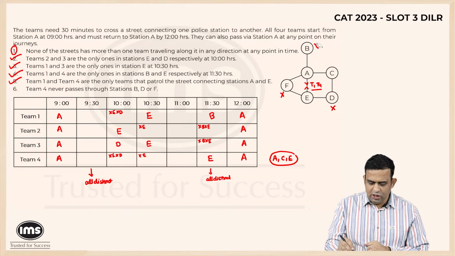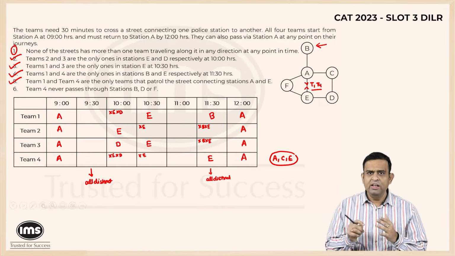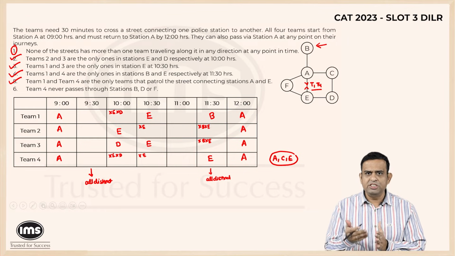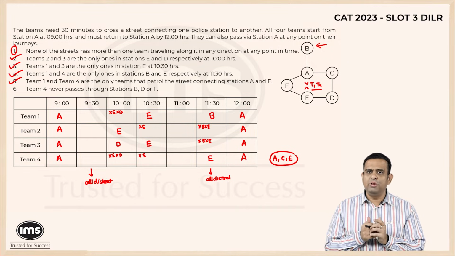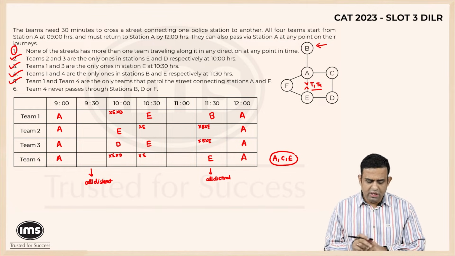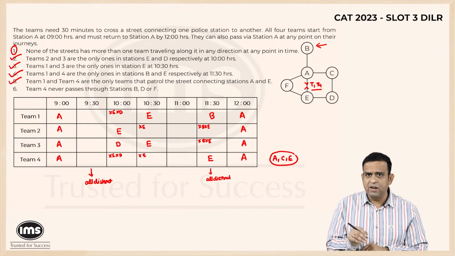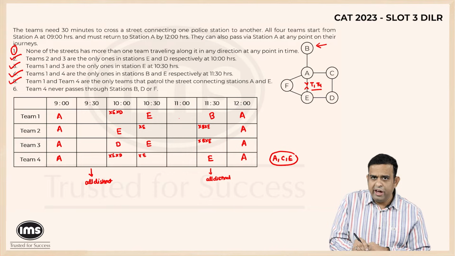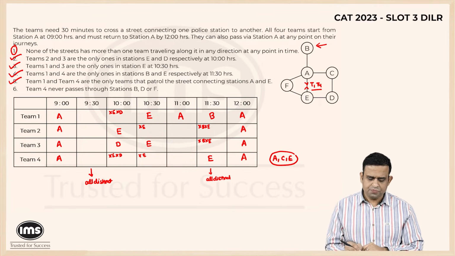Now at this particular point, since I told you B is a critical point, any team reaching station B has to come from A, and after reaching station B, the only place they can go is also A. So if a team was at B, and the answer is yes, team number 1 at 11:30 was at B, it means team number 1 must have reached B by going from A to B. So team number 1 must be at A at 11 o'clock.